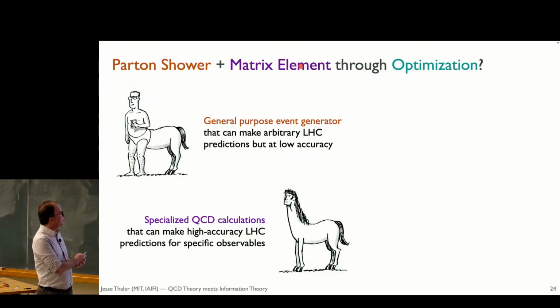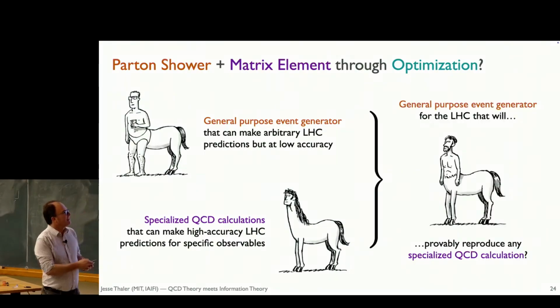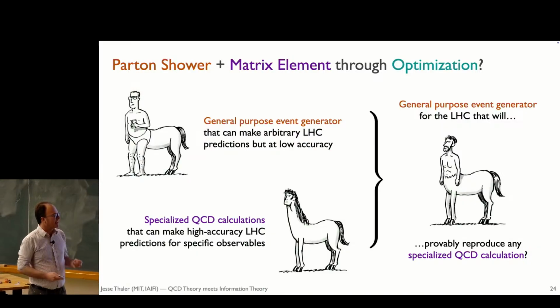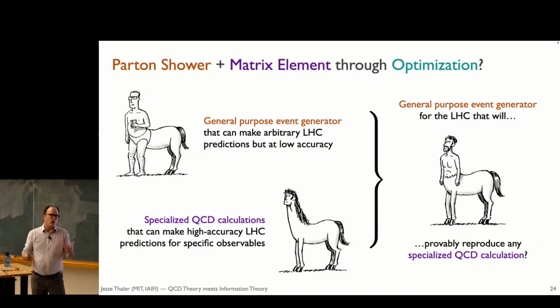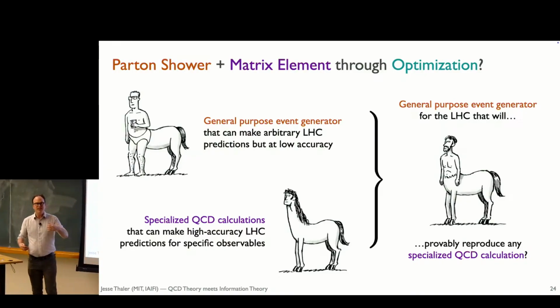These are specialized QCD calculations that can make high accuracy LHC predictions for specific observables. And we want to find something that, through optimization, achieves a general purpose event generator for the LHC that will provably reproduce any specialized QCD calculation. That's the goal of this optimization. So I now need to specify a loss function for which this would give me the solution.